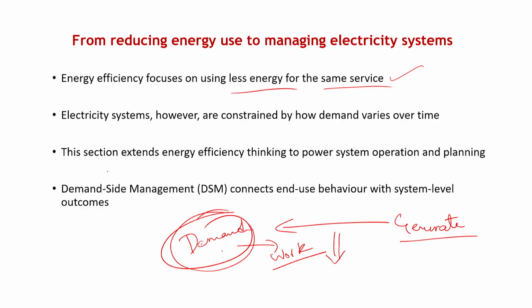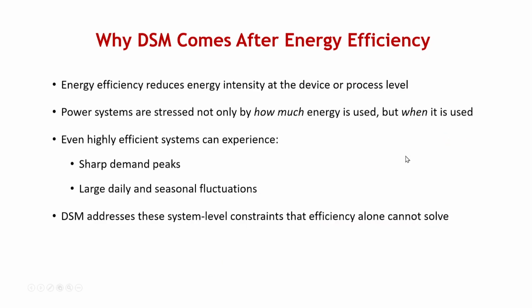So in this section, what we look at is how the energy efficiency measure also extends to power system operations and planning. So it is all about planning. It is not only about reducing the energy demand, it is not only about improving the efficiency of the overall system, but what we also need to see is whether we are doing it at the right time. Are we making it the most effective way it could be done? So demand side management connects end user behavior with system level design aspects or system level outputs, which is what we will be looking into.